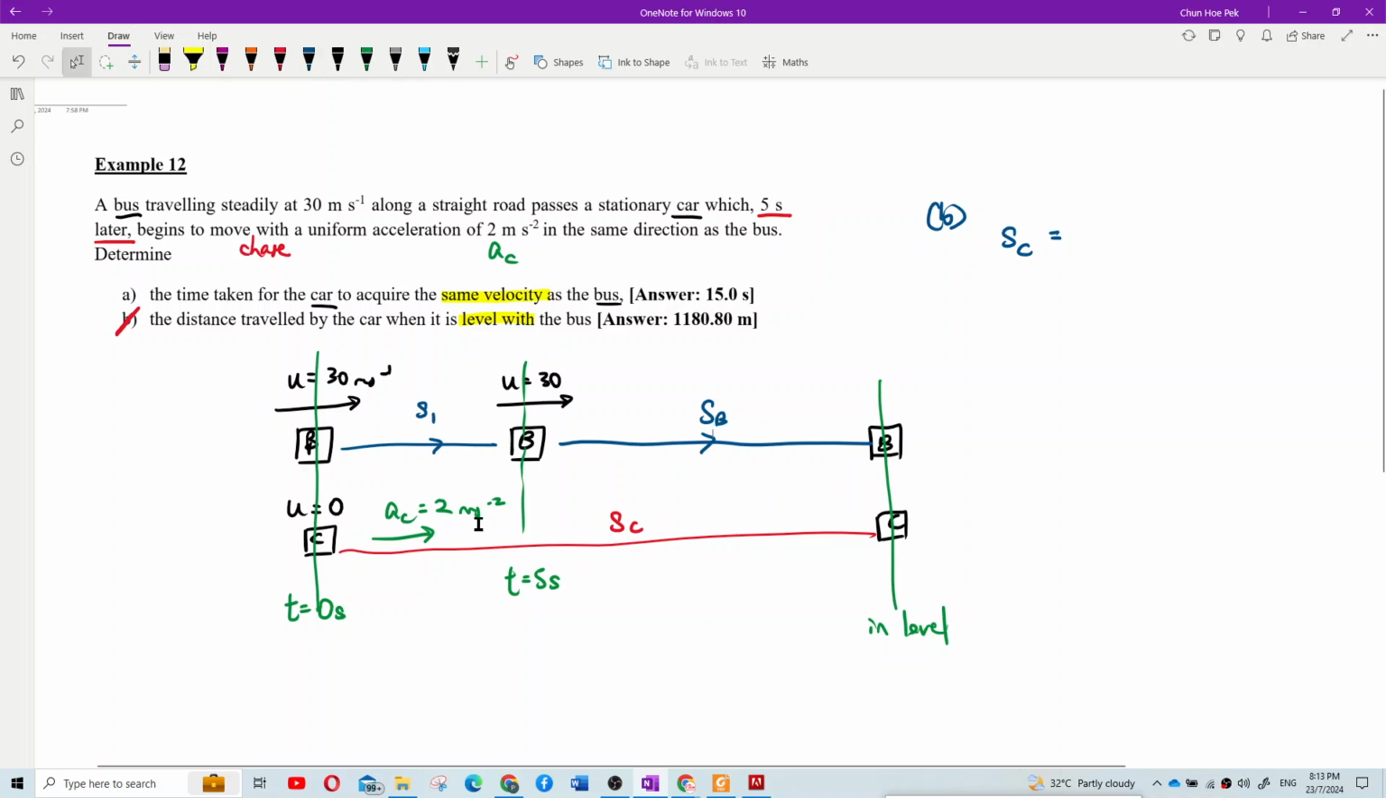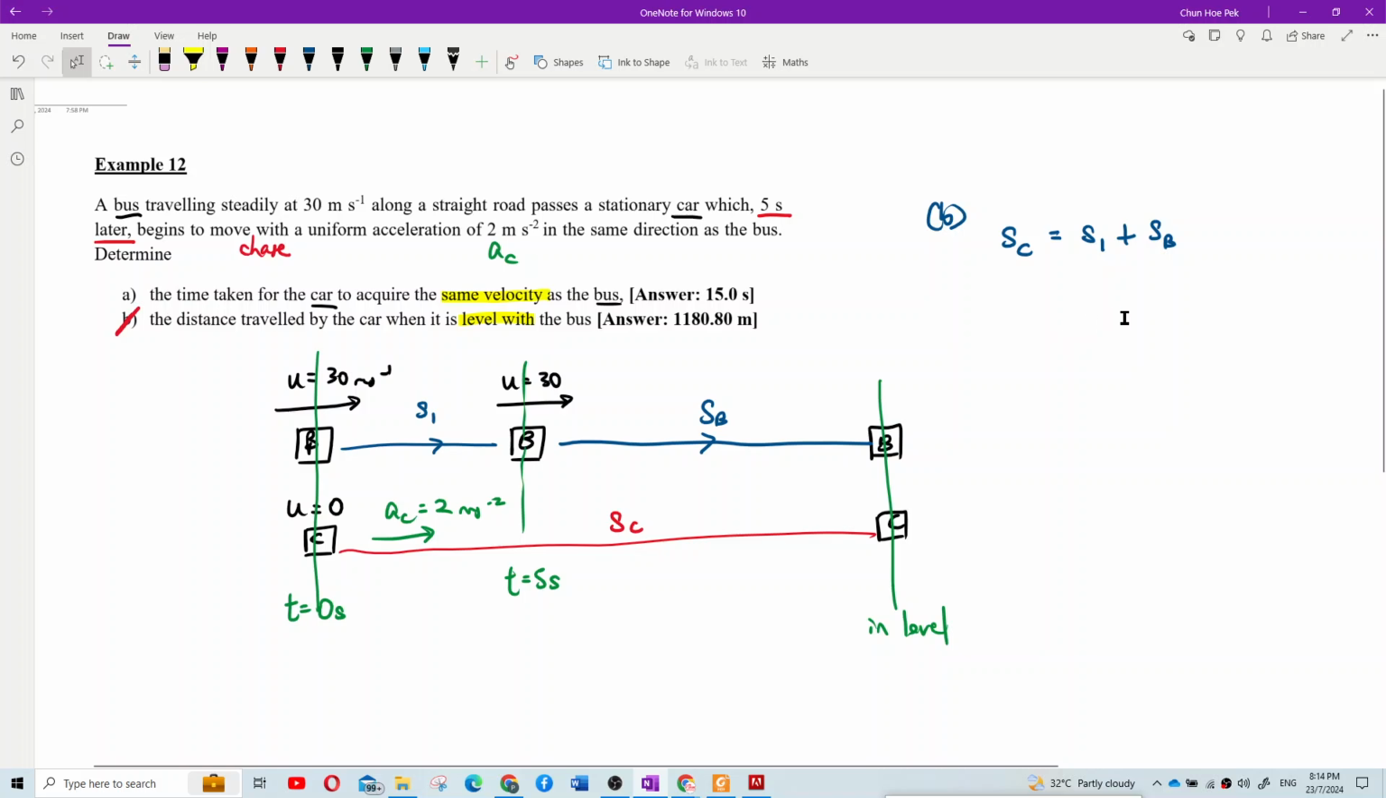Displacement SB. So in order for the car to chase the bus, this SC must equal S1 plus SB. That means the car has to travel very fast to cover the distance moved during the 5 seconds. Because the car hasn't moved, you have to cover the distance of the 5 seconds traveled by the bus, and then some more, you need to cover the displacement of the bus until they meet up again.